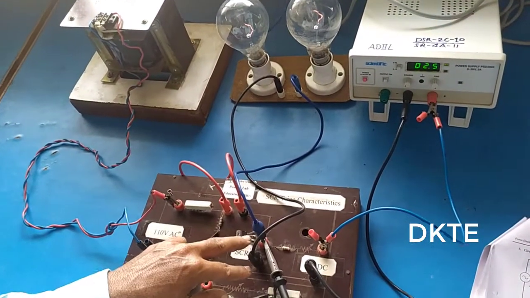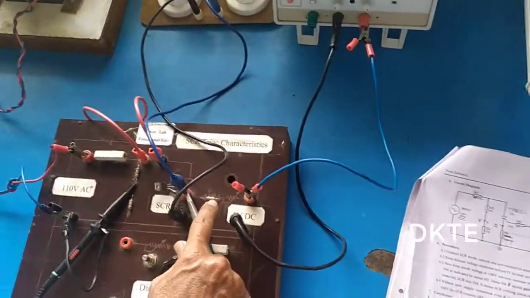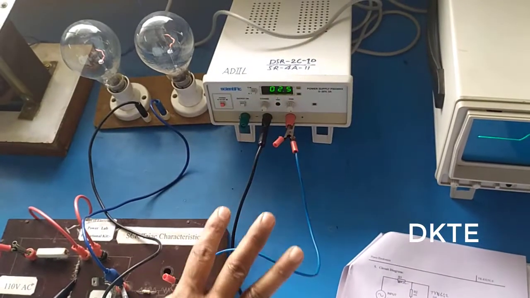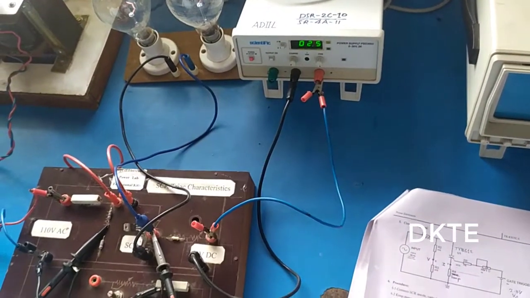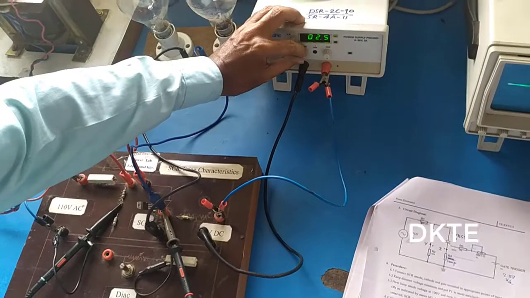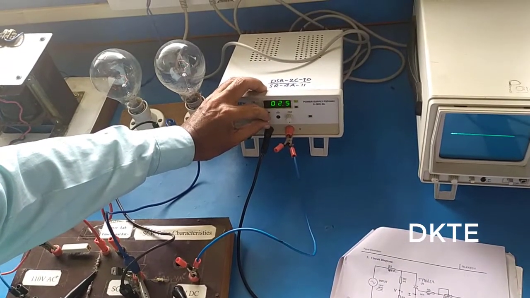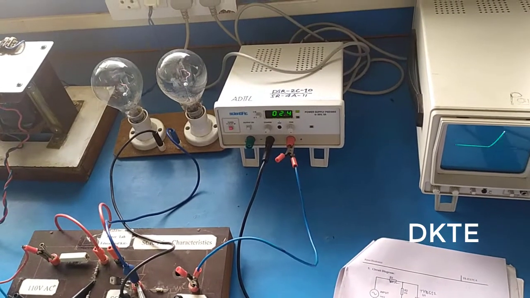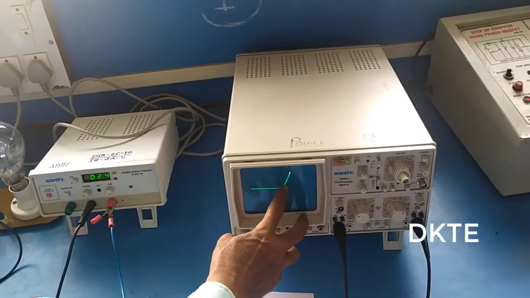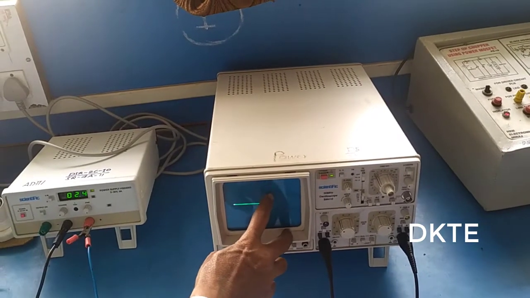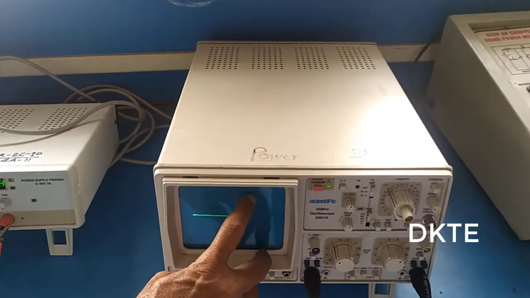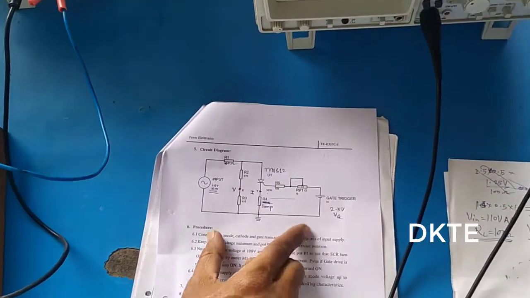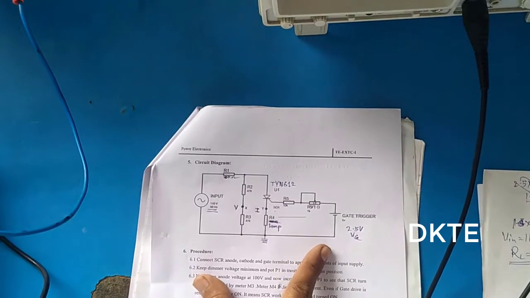This is acting as the lamp load, and then the gate terminal VGK voltage is applied from a 0 to 5 volt DC supply, you can use 2.5, and you can vary this one. As you vary it, the forward breakover voltage is varied, and the latching current is also varied, and the SCR goes into the conduction state. Here you can see the experimental setup of the SCR characteristics.